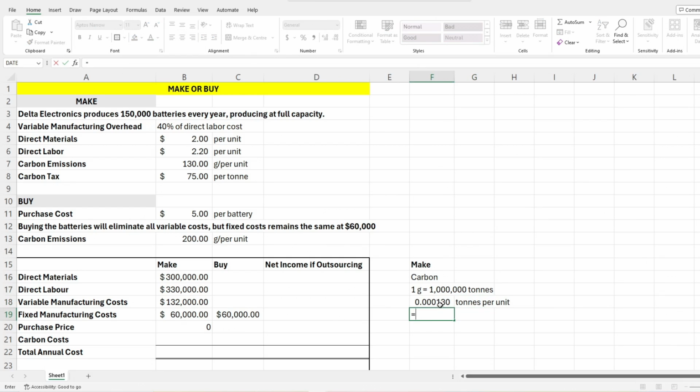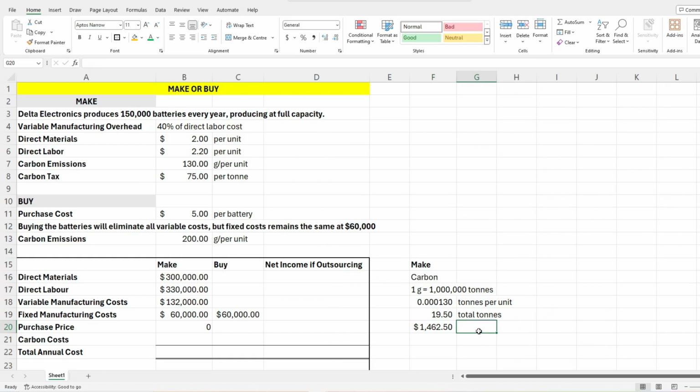And then our total tons: if you do our tons per unit times the amount of units we actually produce, 150,000, that gives us our total tons. And then if we take our total tons times the carbon tax per ton, so 75, that gives us 1,462.50 for our total carbon cost.